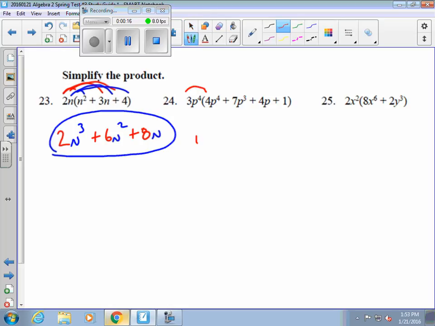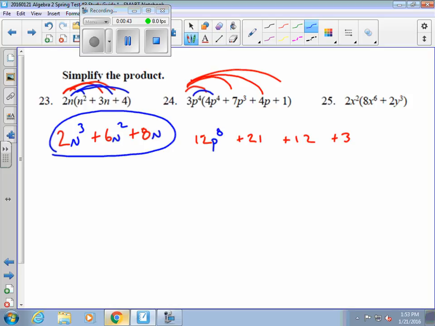Times 4 is 12. Times 7 is going to be a positive 21. Times 4 is going to be a positive 12. And times 1 is going to be a positive 3. You also have to do the same with the variables. Remember, when you multiply the same base, like p times p, you add the exponent. So it'll be p to the fourth plus 4 will be 12p to the eighth for that one.